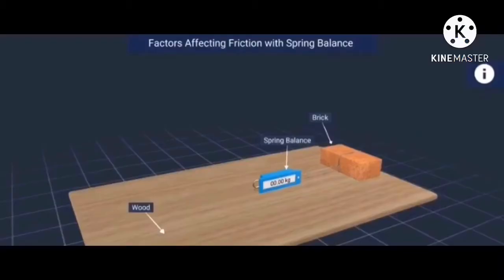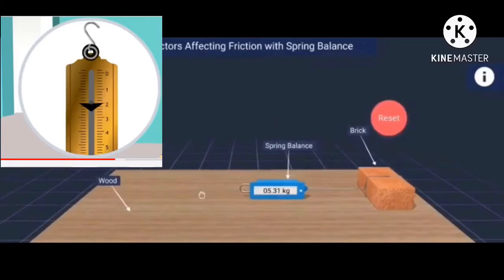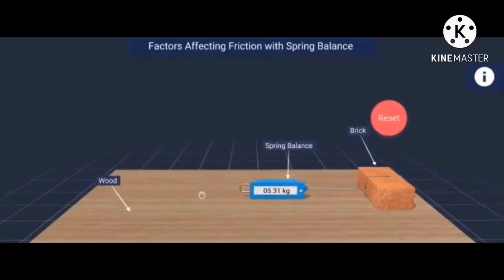Tie a strong string around the brick and attach the other end to a spring balance. Pull the brick by the spring balance. You need to apply some force. Note down the reading on the spring balance when the brick just begins to move. It gives you a measure of the force of friction between the surface of the brick and the floor.